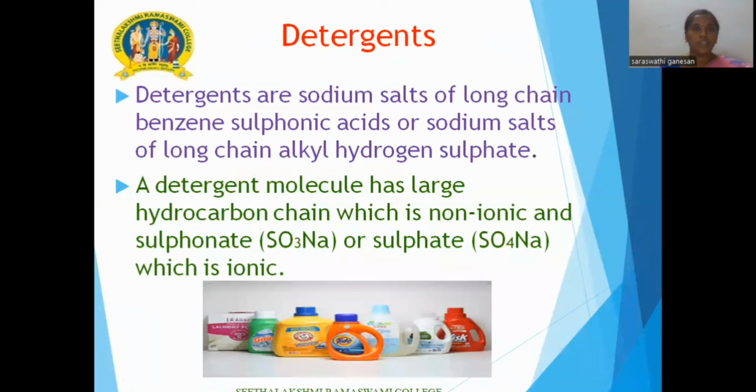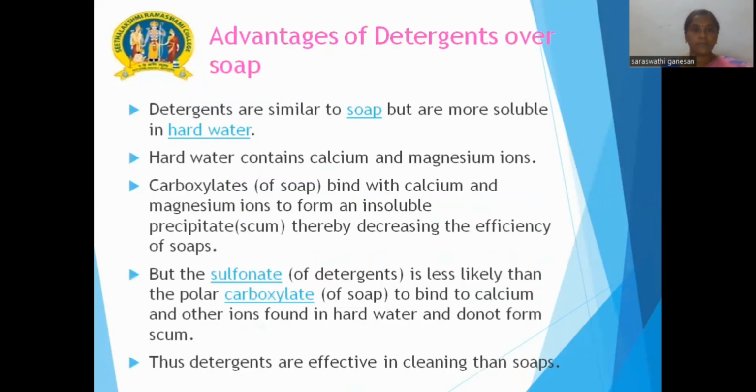Next, we'll see about the detergents. Detergents are sodium salts of long chain benzene sulfonic acids or sodium salts of long chain alkyl hydrogen sulfates. A detergent has a large hydrocarbon chain which is non-ionic, and a sulfonate or sulfate group which is ionic.